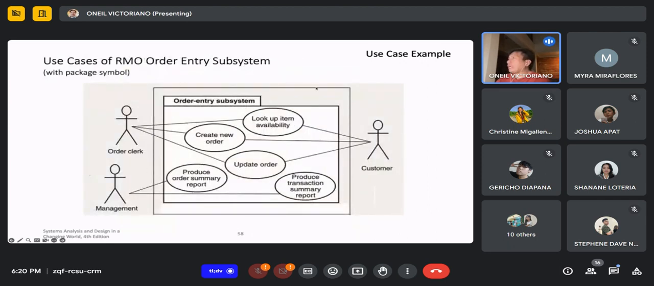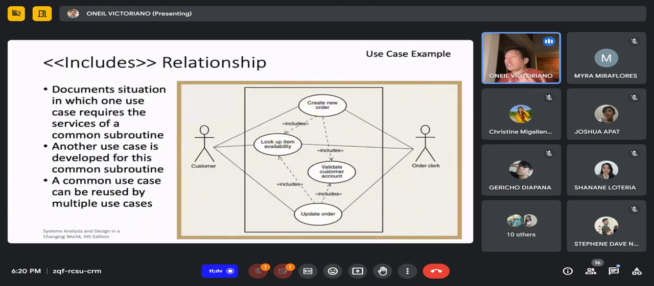Another example for this is subsystems for order entry. This order entry would have five main functions, and three main actors that use different system functions. So the use cases are actually used for depicting different system functions. And as analysts, you need to be able to understand the functions and write use cases.